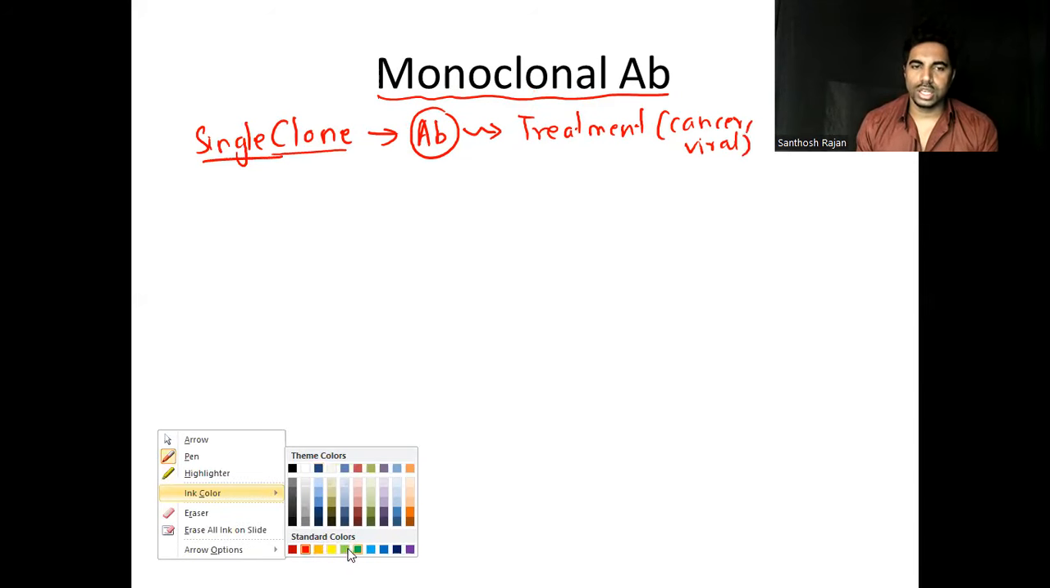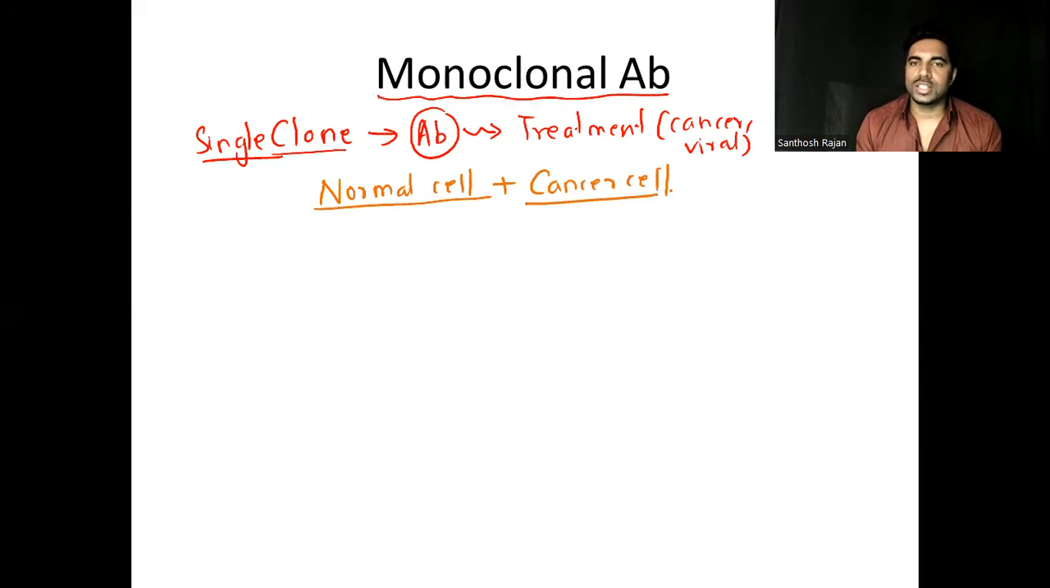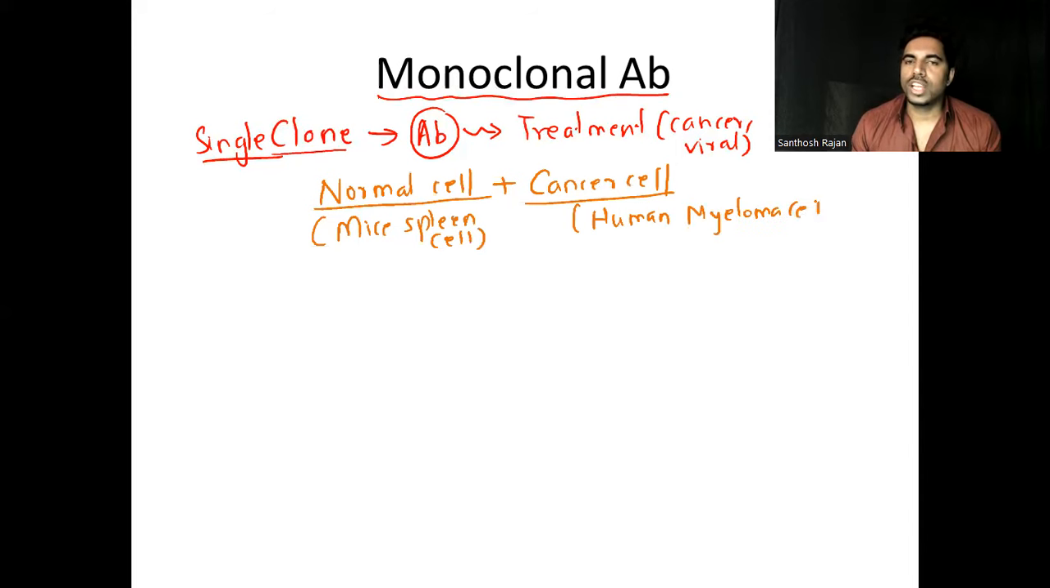So basically it's like this. If you see the clone, two cells will be there. One is the normal cell. We mix the normal cell with the cancer cell. Where are we taking the normal cell from? From the mice spleen cell. The cancer cell, usually human myeloma, multiple myeloma cells. Okay, myeloma cells, we are taking from there, and we are making a clone.